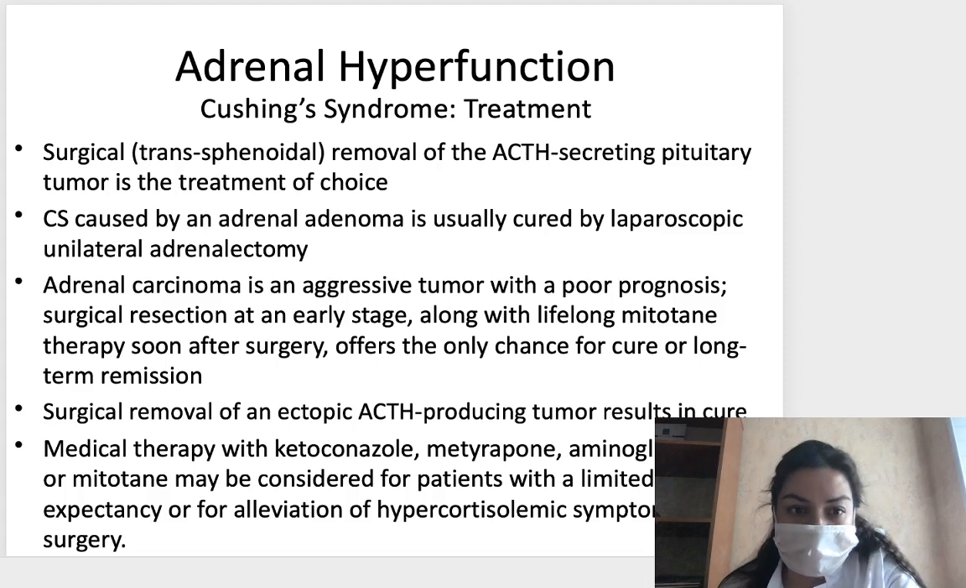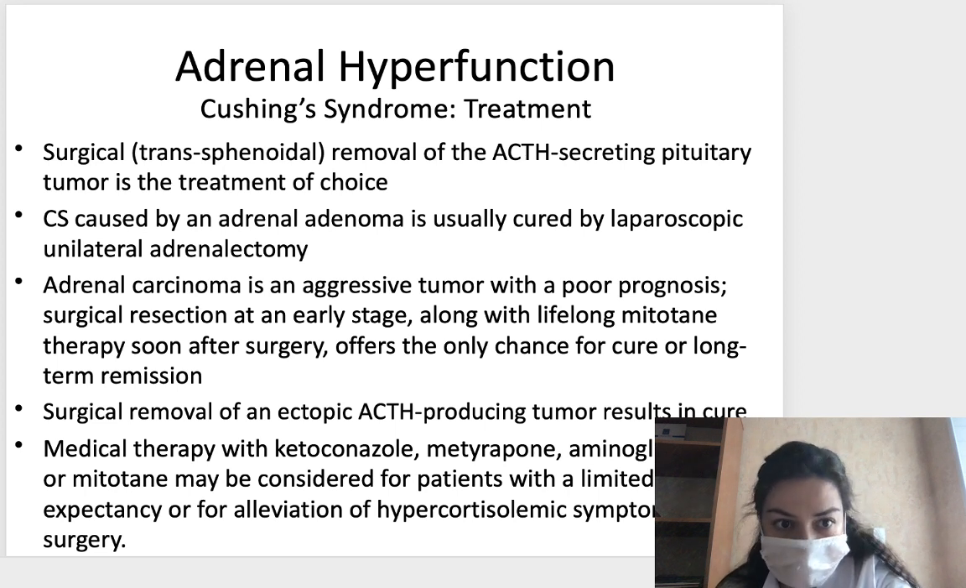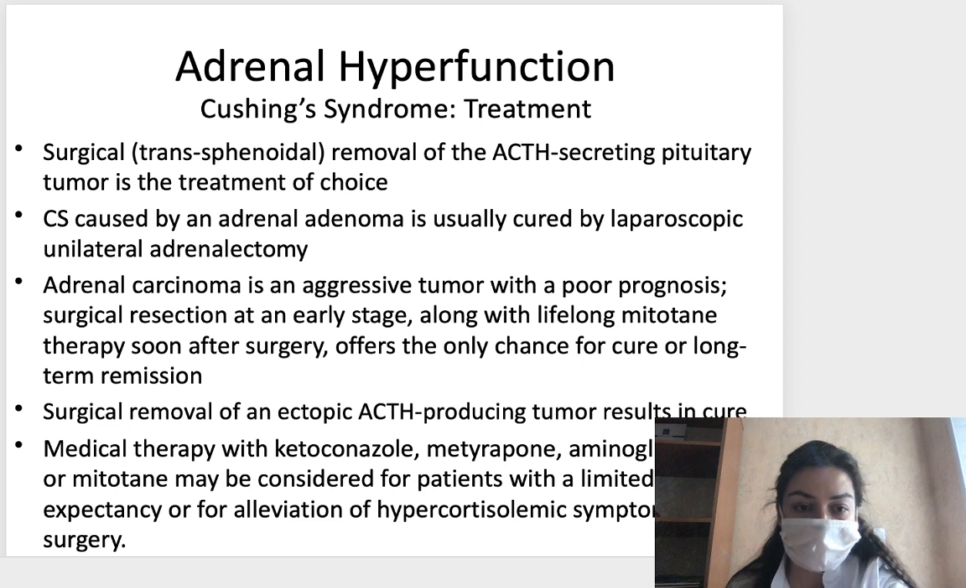Okay, treatment of Cushing syndrome. It can be surgical, like transsphenoidal removal of the ACTH-secreting pituitary tumor, which is the treatment of choice. Yes, the best variant is to find a hormone-producing tumor and remove it by neurosurgery. Cushing syndrome caused by an adrenal adenoma is usually cured by laparoscopic unilateral adrenalectomy. Adrenal carcinoma is an aggressive tumor with a poor prognosis.